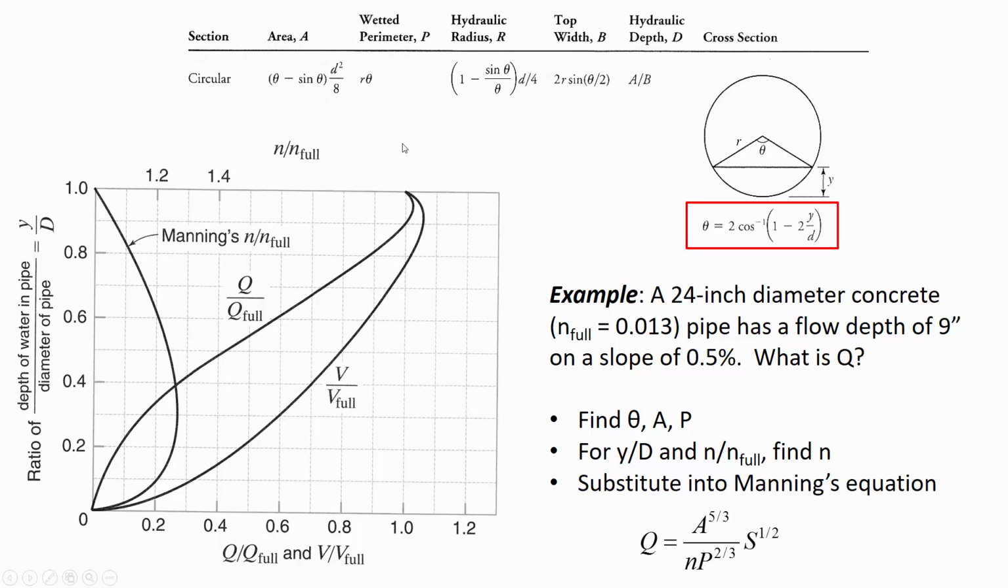Once you know the angle, you can use this formula to get the cross-sectional area, and this formula to get the wetted perimeter. Then you use the figure to find out what n value you should put into Manning's equation, because you know the y to D, and so you can go over here and find the correct ratio of n to n full, and then finally substitute everything into Manning's. All right, so I'm going to pause the recording, give you some time to calculate. I'll be circulating around with the answer.